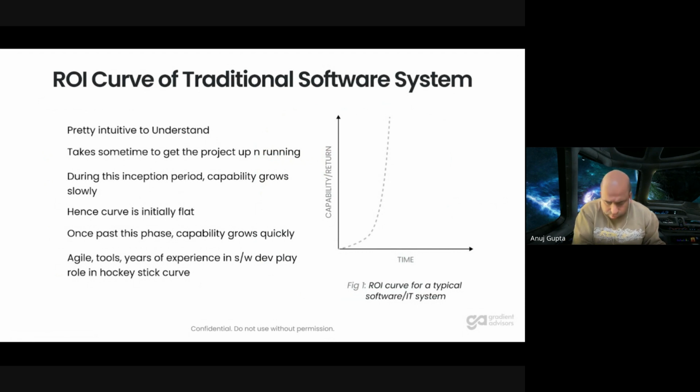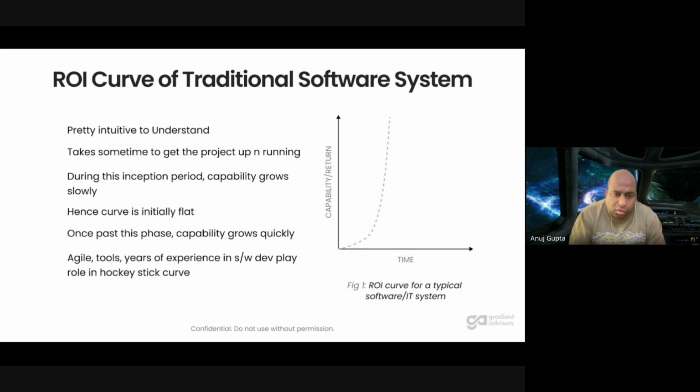But once you're able to go past, which is why the progress in this initial phase is going to be slow and low, but once you're able to go past this phase, as we develop software, the capabilities, what that system is able to do for us, starts to happen very, very quickly. This has changed drastically in the last 30 years.